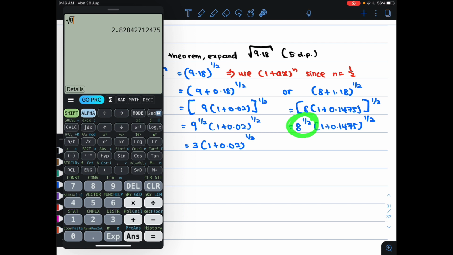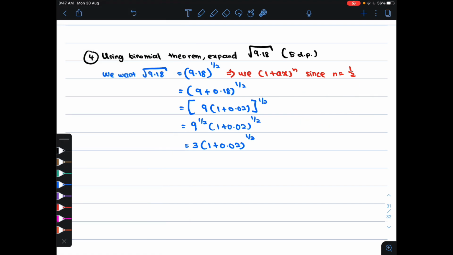So, kat depan ni tak boleh dapat decimal number. The moment kamu dapat depan ni decimal number, terus semua ni salah. So we're gonna stick with (9 plus 0.18) to the power of 1 over 2. And this is the part where we will apply the binomial expansion.